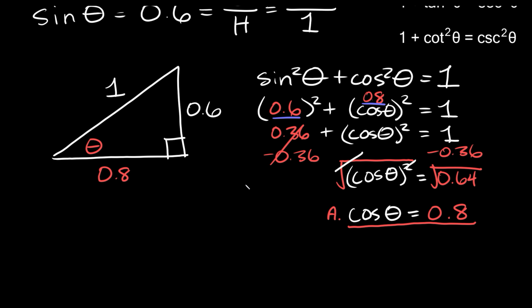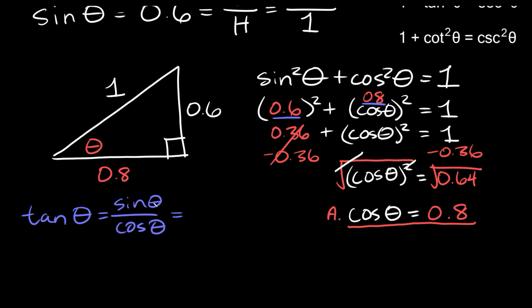Now let's move on to part B, which is just finding the tangent of theta. So the tangent of theta, there's several ways we could find this, but one easy way we could do it is just remembering that the trig identity of tangent tells us that tangent is equal to sine over cosine, right? So the tangent of theta is equal to the sine of theta over the cosine of theta.